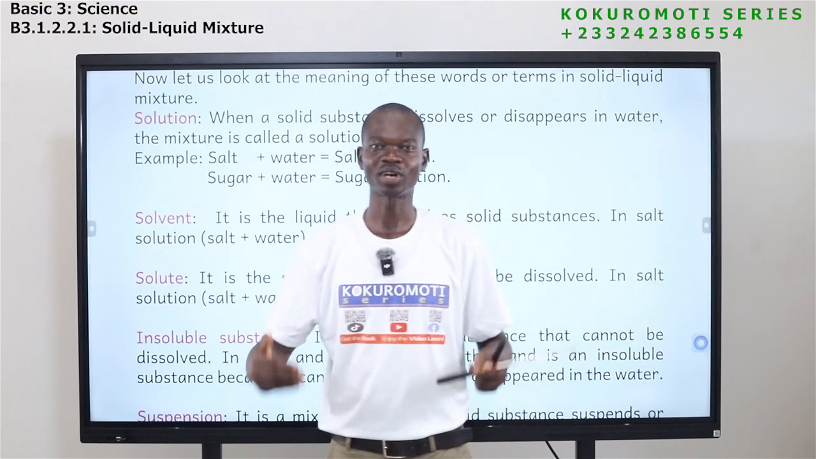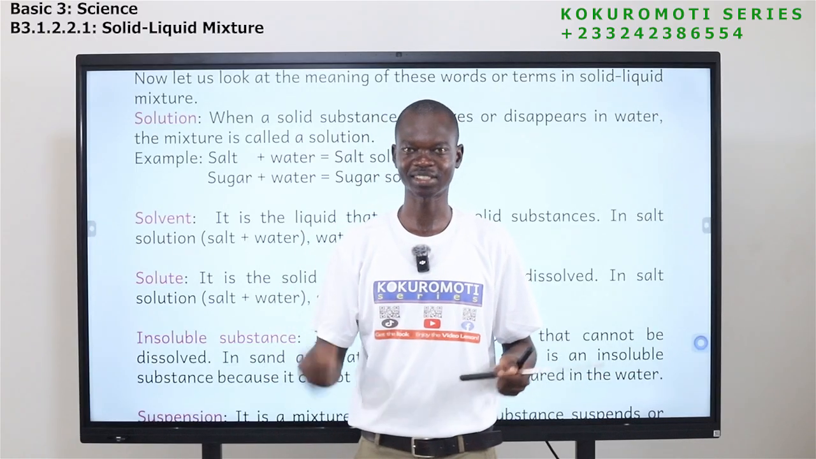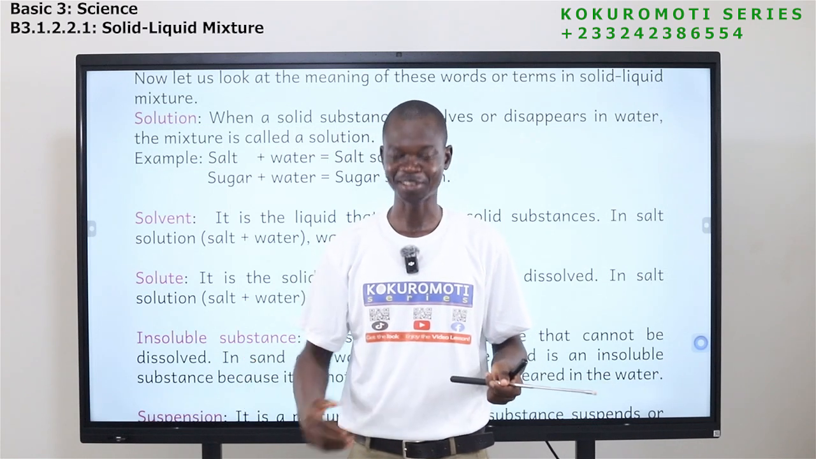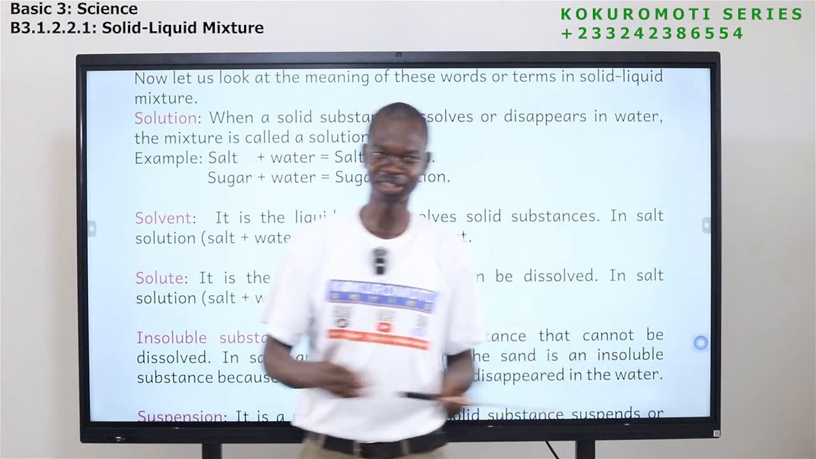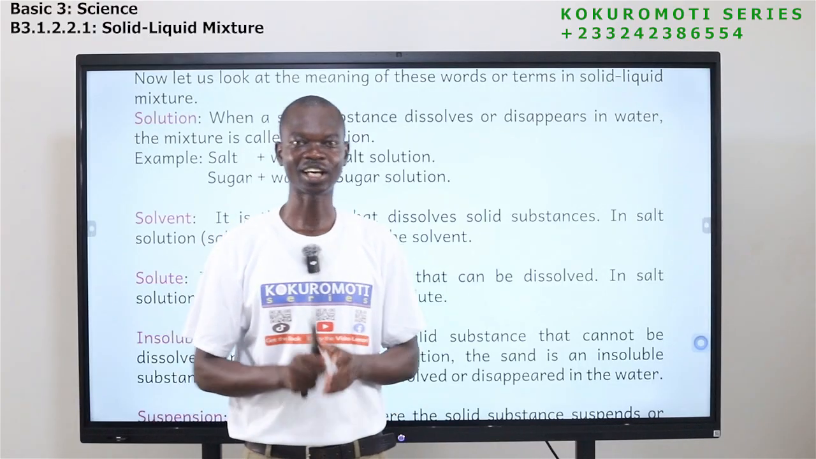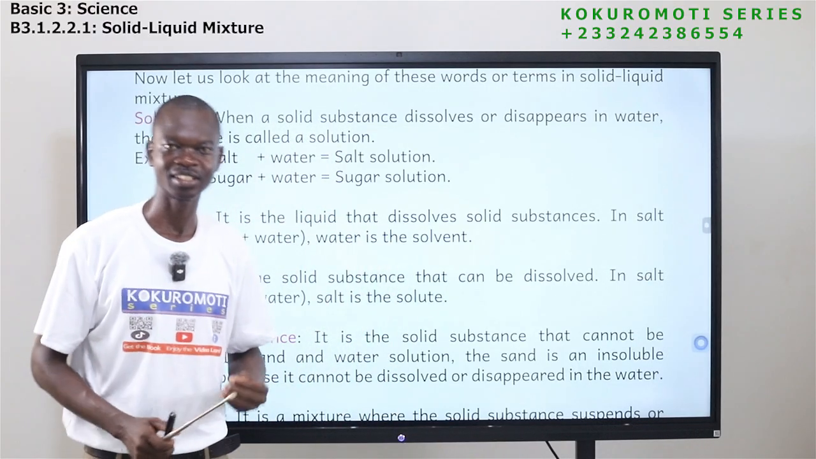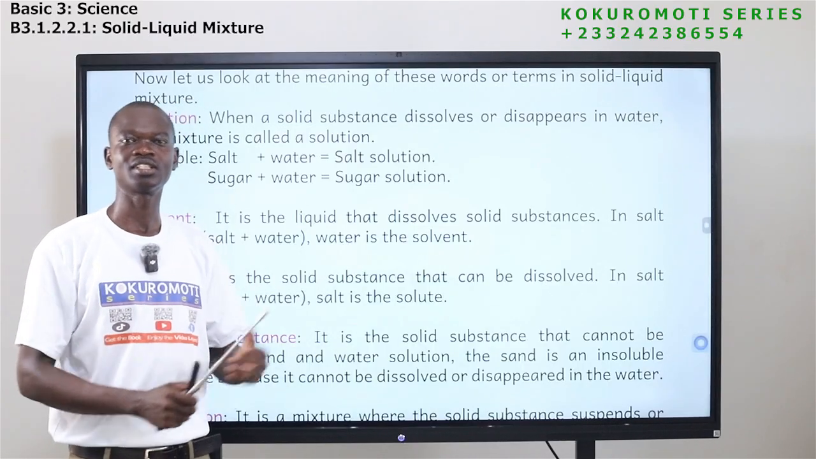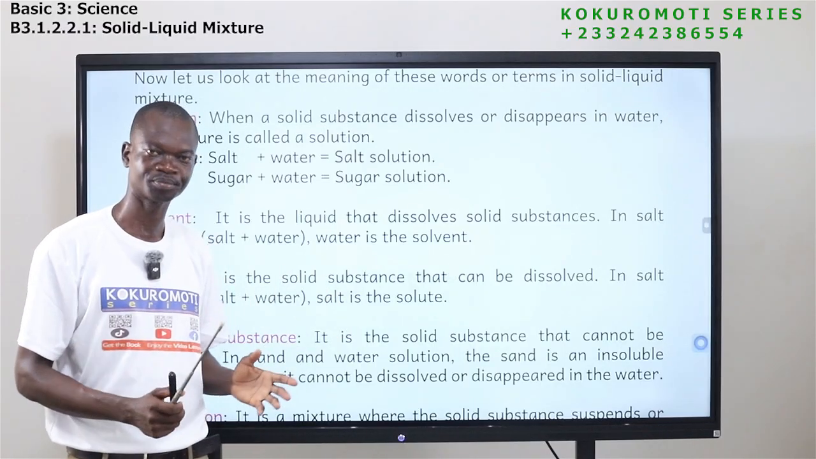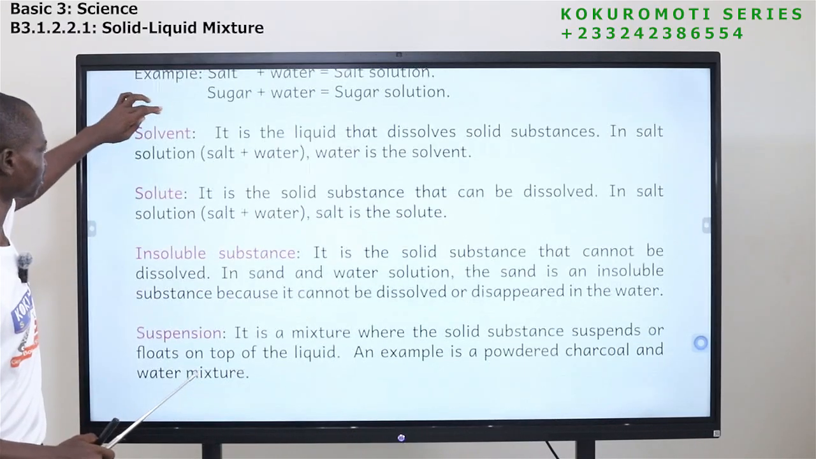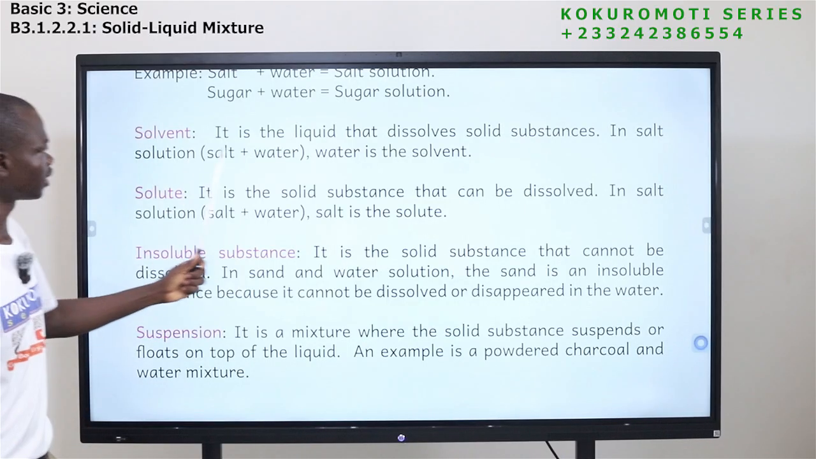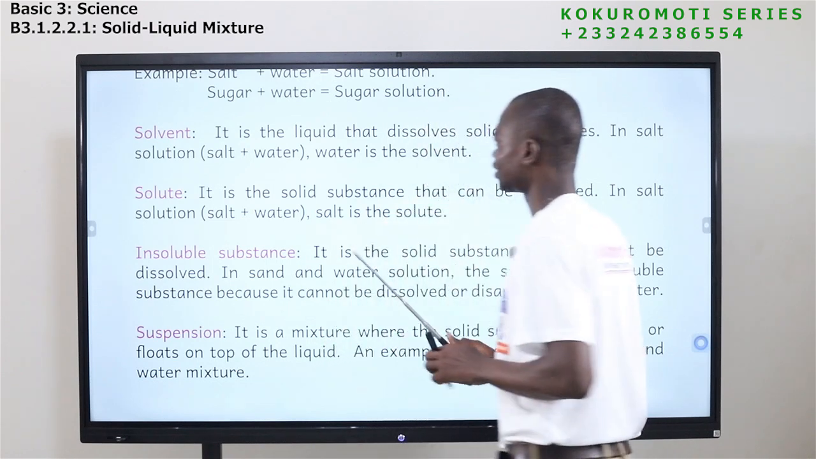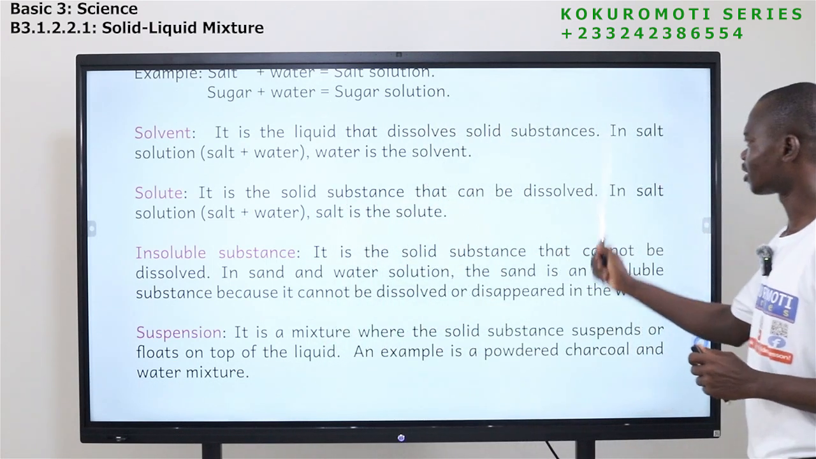So a lot of things happen when we mix ingredients, when we mix constituents, when we mix components. Okay, so now we are going to look at some terms, some names, some scientific words used to describe certain things in a mixture. The first one is solvent. I want to read it out. It is the liquid that dissolves solid substances. I'm taking it again. It is the liquid that dissolves solid substances.